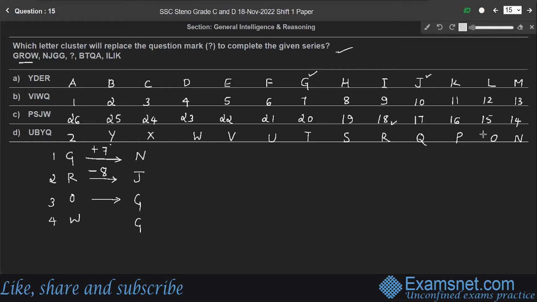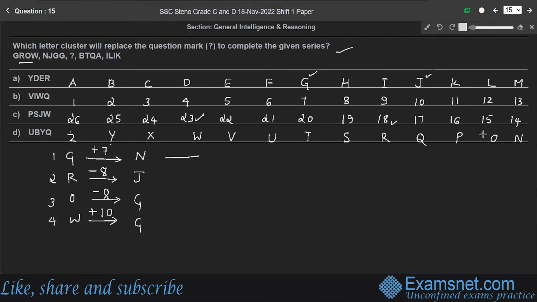So O and G. O is 15, G is 7, right? So 15 minus 8 is G. And W and G. W is 23 and G is 7, right? So I can write 23, 1, 2, 3, 3 is Z, plus 7. So W plus 10 is G, right?